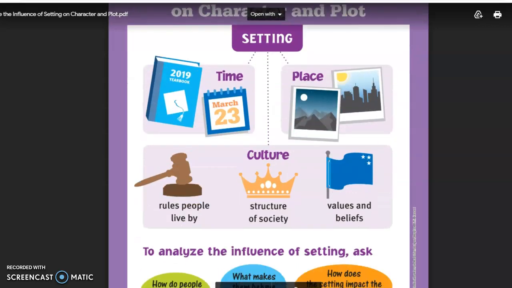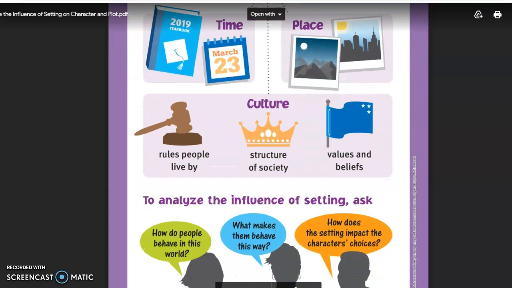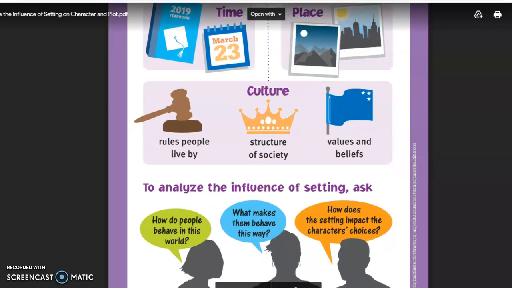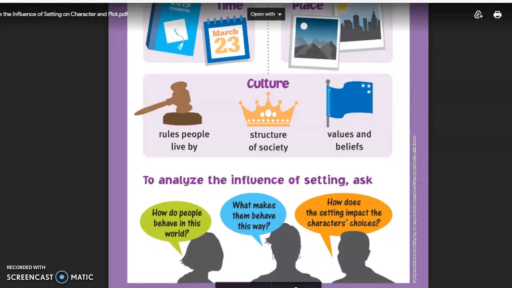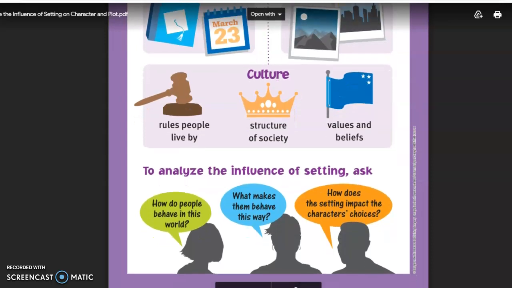So setting involves time, place, and culture. Culture includes the rules people live by, society, the structure of society, values and beliefs. And the way that you're going to analyze the influence of that is you can ask things like, how do people behave in this world? What makes them behave this way? How does the setting impact the character's choices?